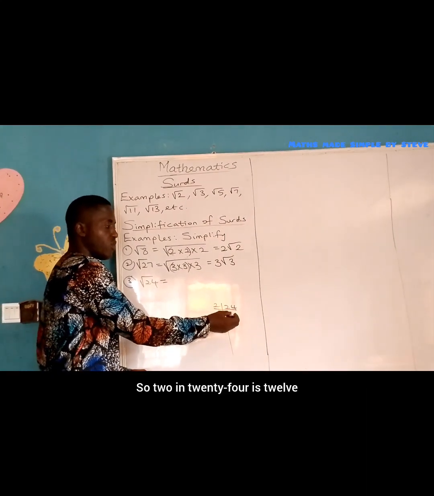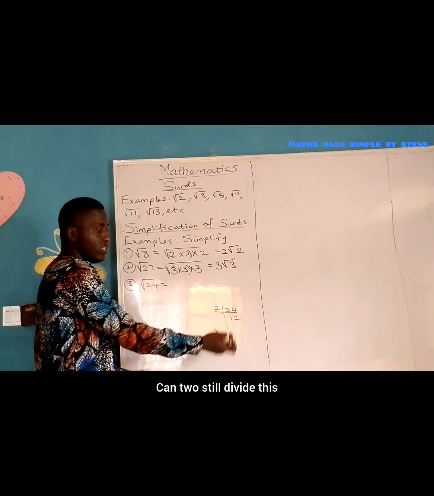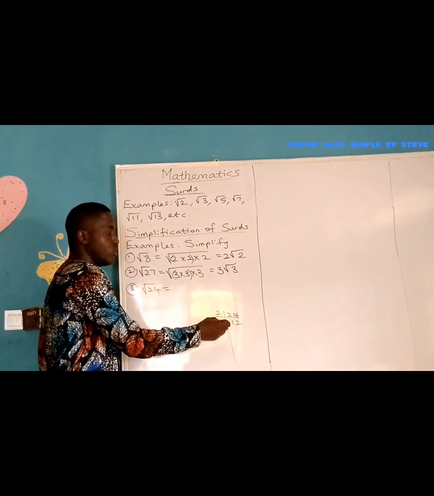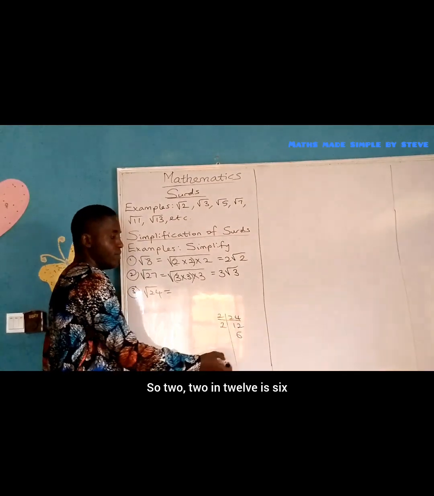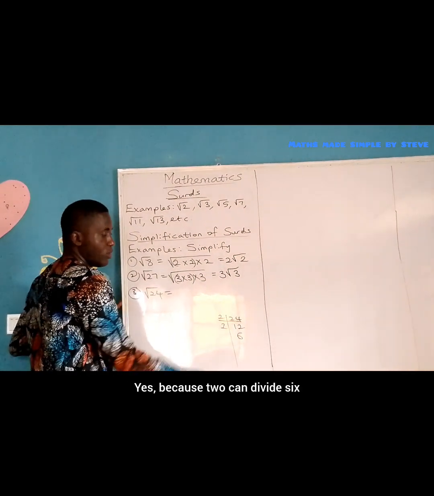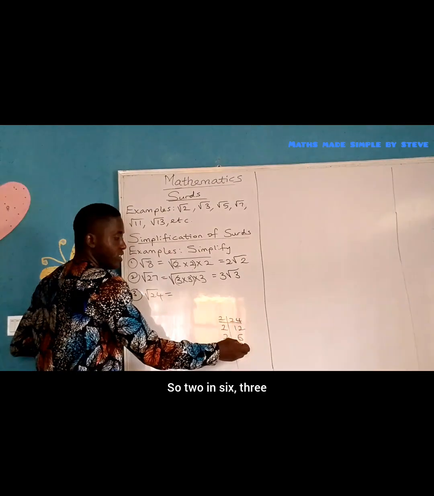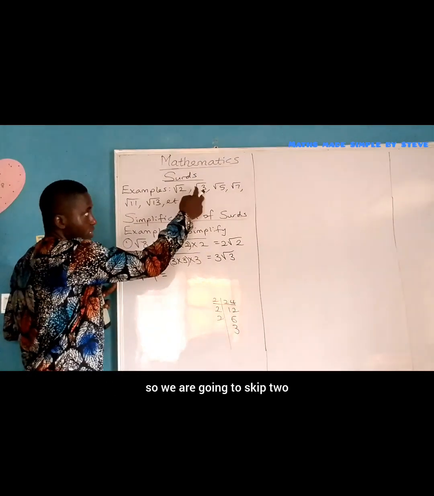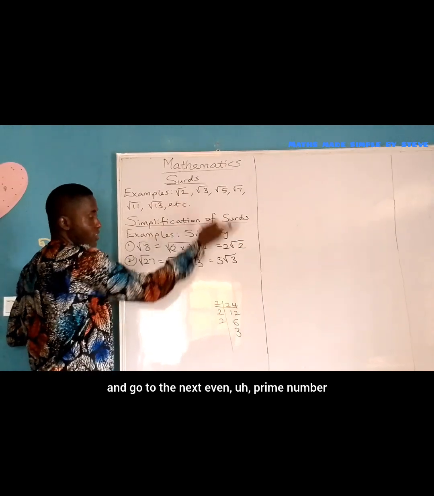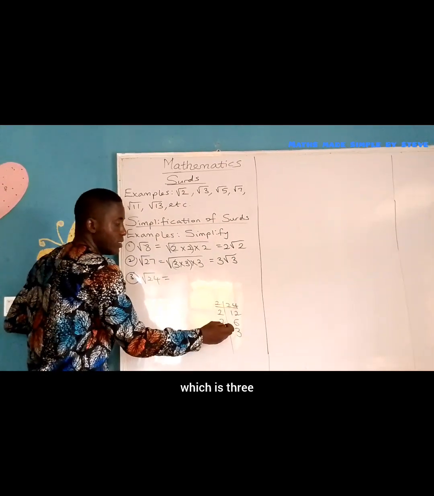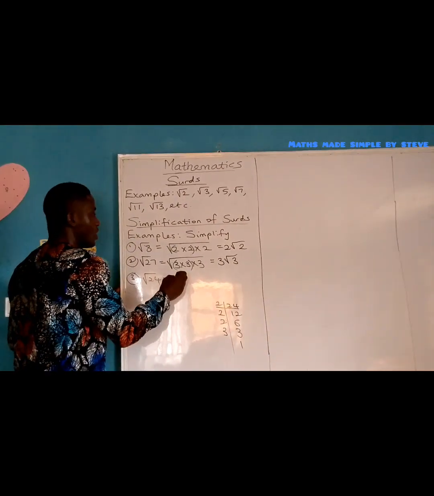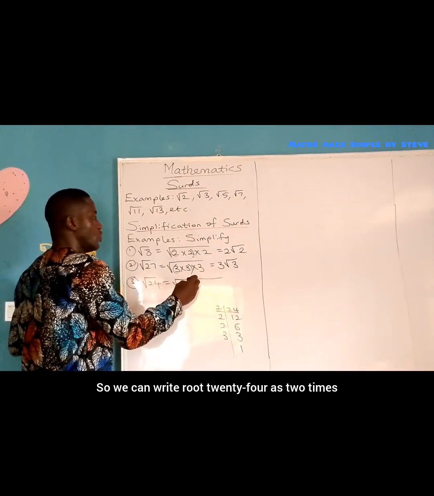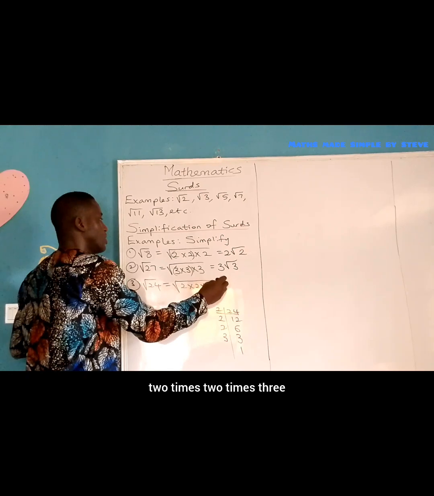So 2 in 24 is 12. Can 2 still divide this? Yes, because 12 is an even number. 2 in 12 is 6. Can 2 still completely divide this? Yes, because 2 can divide 6. So 2 in 6, 3. 2 can no longer completely divide 3, so we skip 2 and go to the next prime number, which is 3. So we have 1. So we can write 24 as 2 times 2 times 2 times 3.